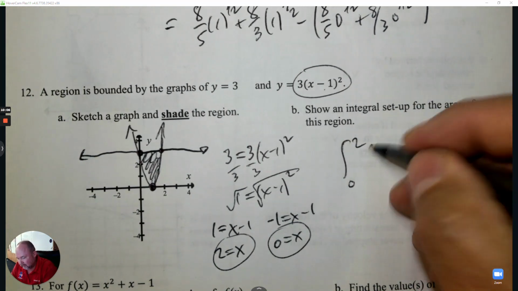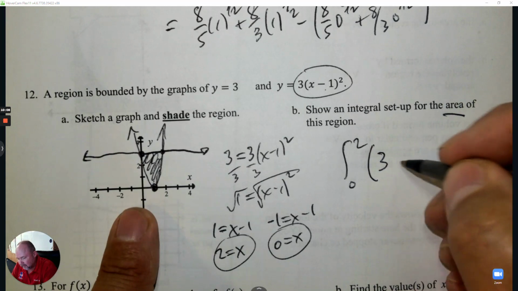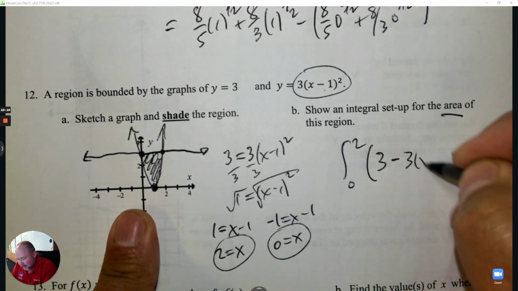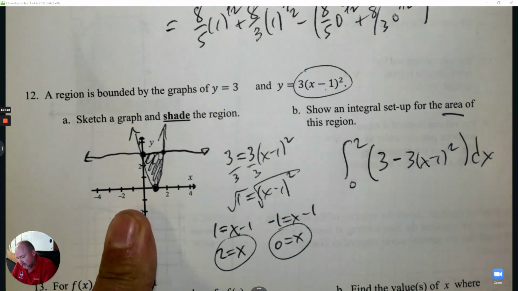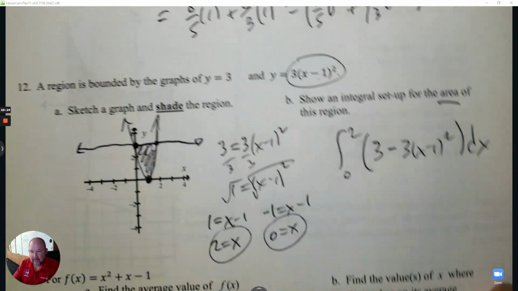Area is top, subtract bottom. So 3 is on top, subtract the parabola on the bottom, and there it is. So there's the setup to find the area.